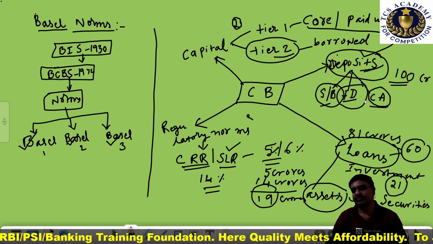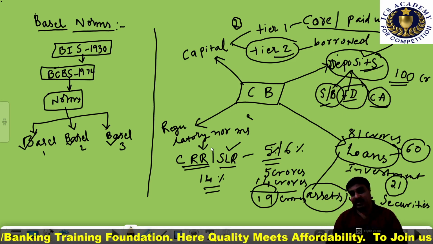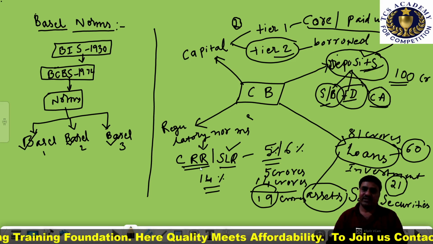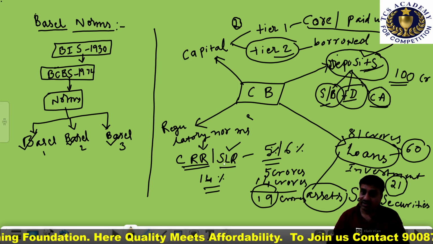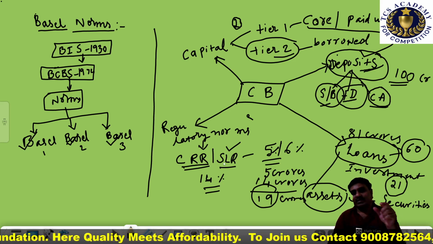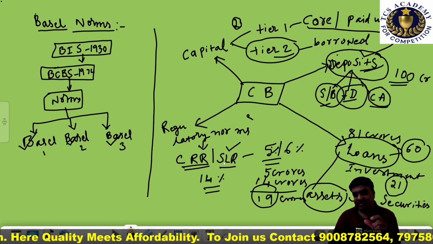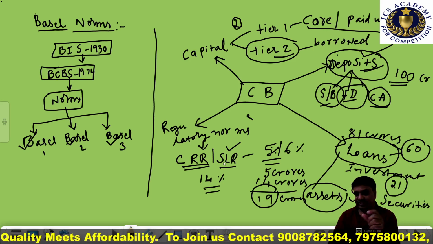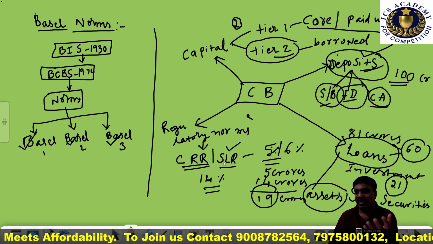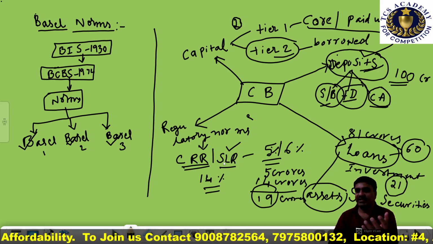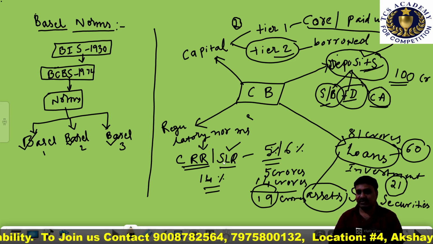As per RBI norms, SLR means a certain percentage of cash they have to maintain on hand to meet the day-to-day expenses.